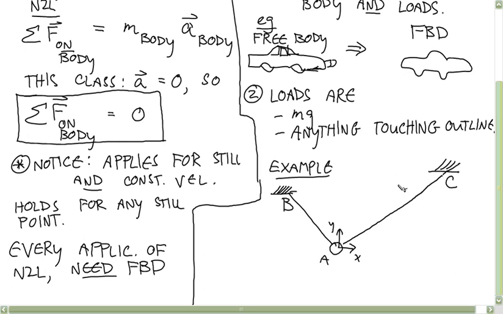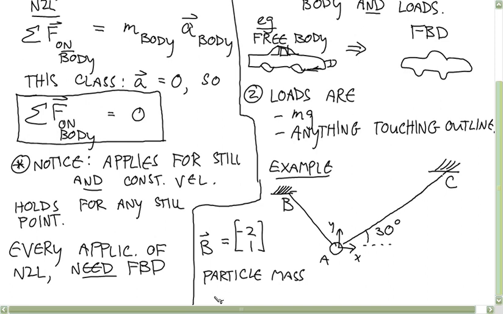So what do we know about these two supports or these two cables? We know that this angle is 30 degrees, and we know that the point B is (-2, 1) meters. Okay. And the particle mass is 10 kilograms. And we want to know, what are the forces in those cables?